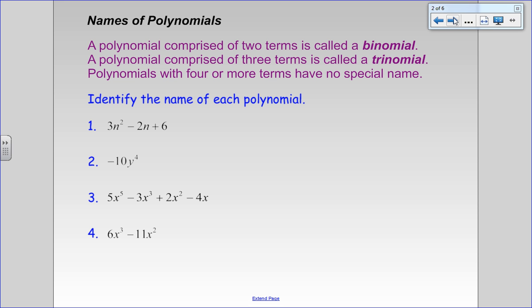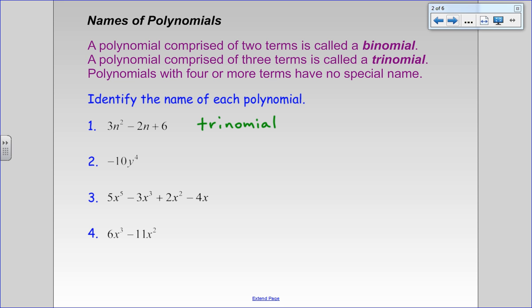Now let's look at some names of polynomials. A polynomial comprised of 2 terms is called a binomial. A polynomial comprised of 3 terms is called a trinomial. But polynomials with 4 or more terms have no special name. Let's look at some examples. Our first expression is 3n squared minus 2n plus 6. We can see that there are 3 terms in this polynomial, so it's a trinomial.